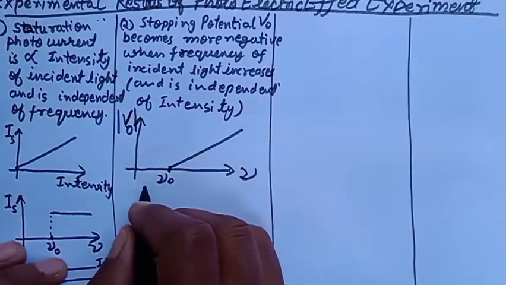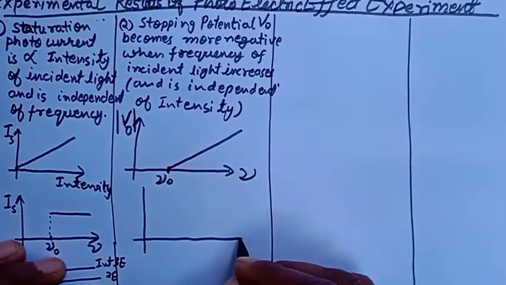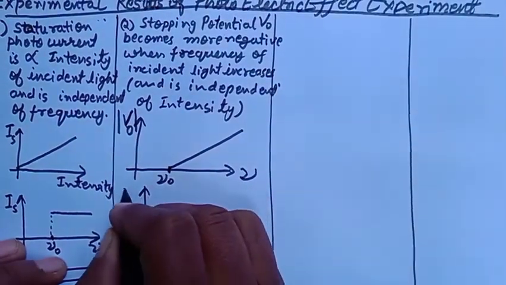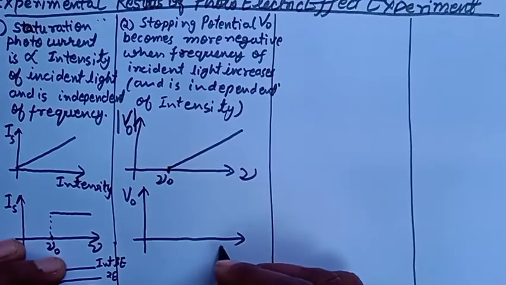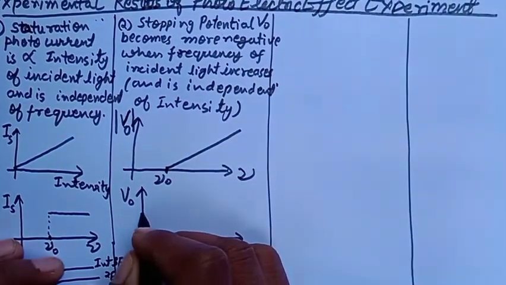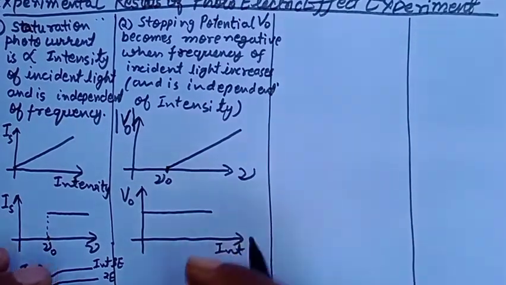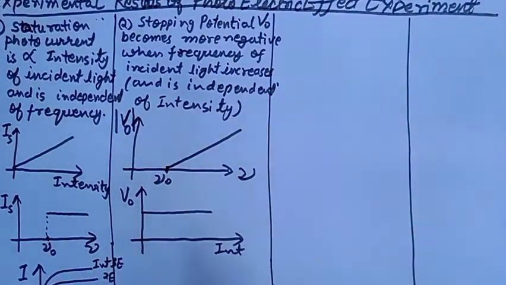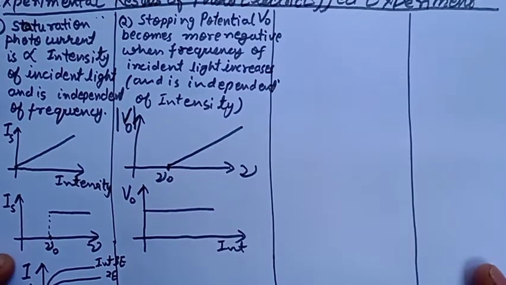And if we want to draw a graph between V naught and intensity, then see, if it is taking place above threshold frequency, it is independent of intensity.